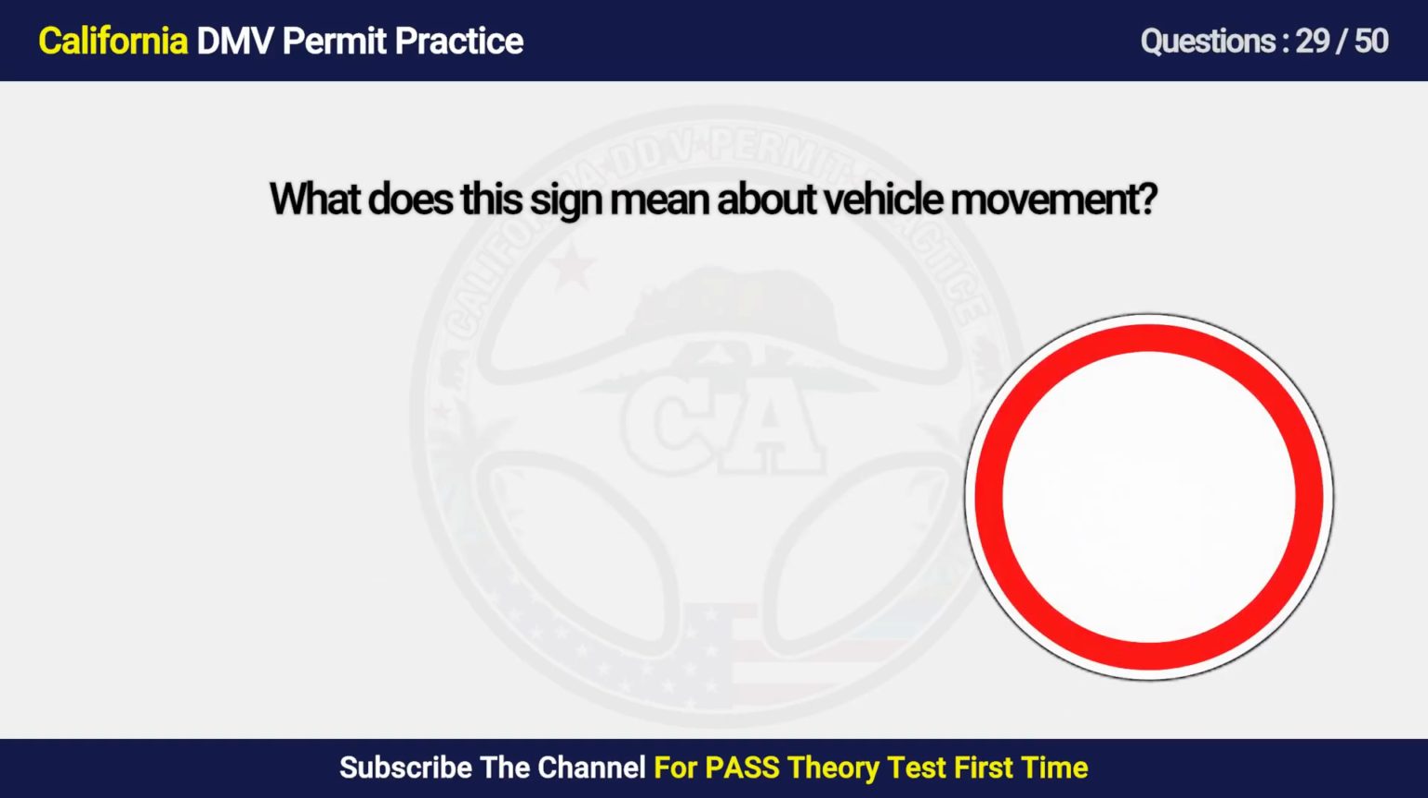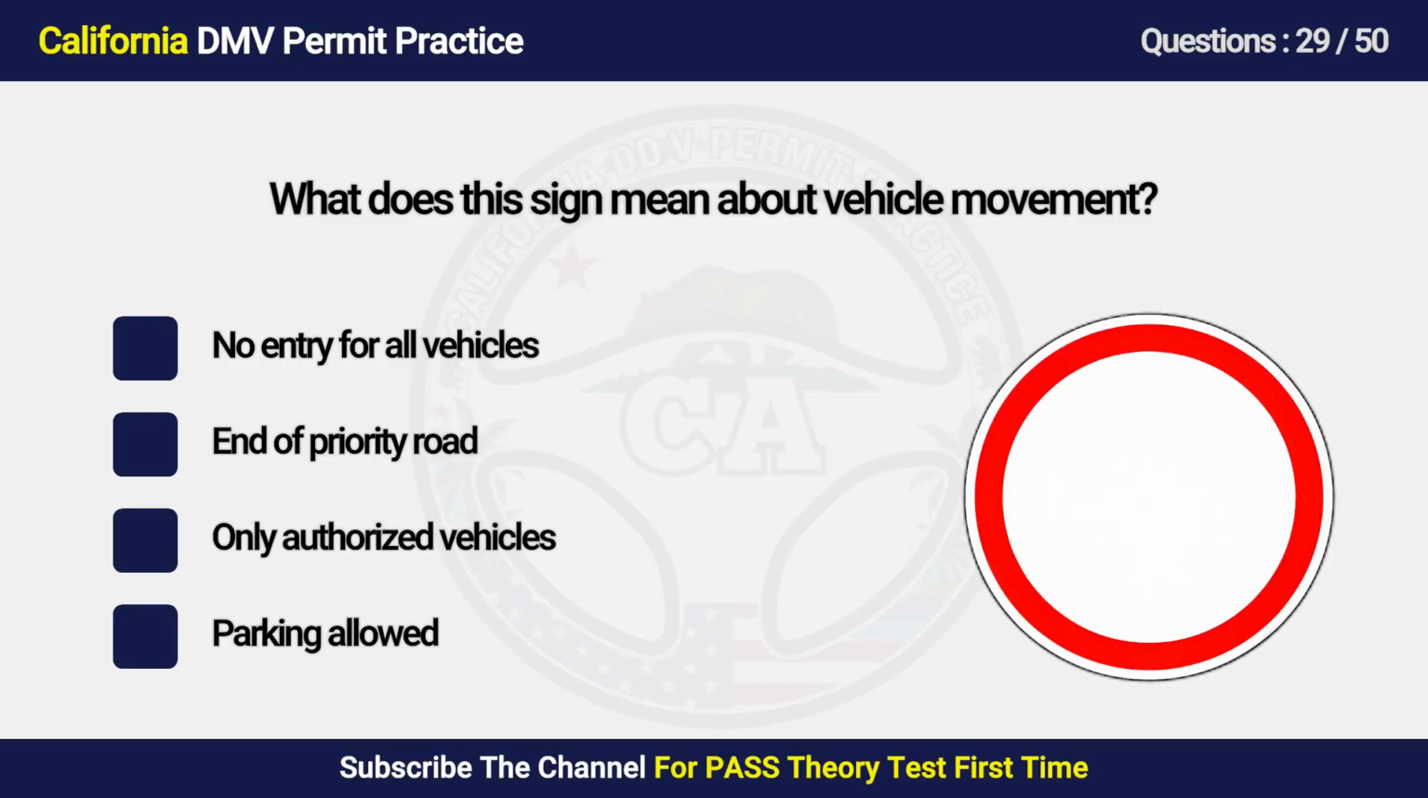Question 29. What does this sign mean about vehicle movement? A. No entry for all vehicles. B. End of priority road. C. Only authorized vehicles. D. Parking allowed.